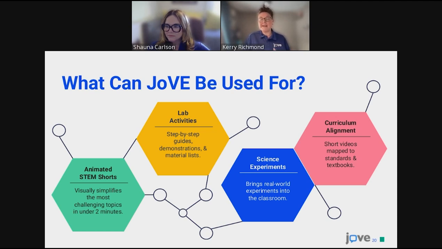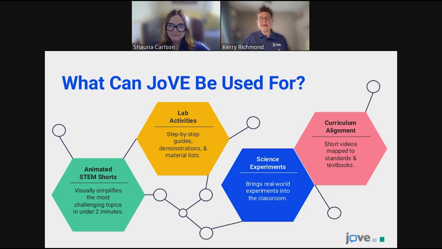Then the science experiments. It brings real world experiments into the classroom. We have actually gone out into scientists' labs and videoed them doing their experiments and their research, so that students can really see what science is like and science in action in real life.